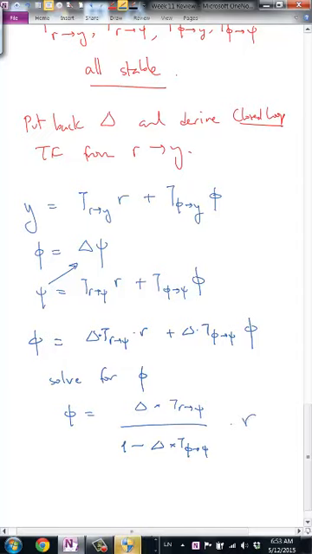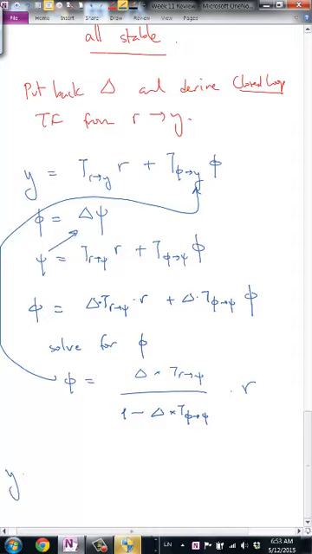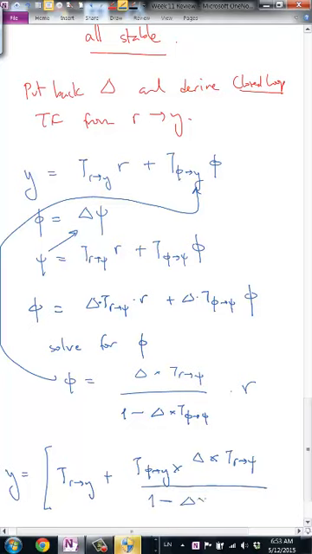R. And now we plug this into here and find finally that y is equal to the transfer function from R to y plus the transfer function from phi to y times delta times the transfer function from R to psi divided by 1 minus delta times the transfer function from phi to psi, times R.